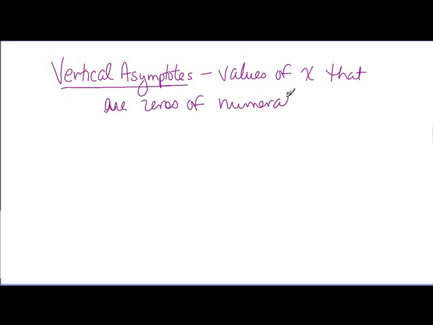So we've talked about vertical asymptotes, and in the previous example where we were looking at the reciprocal function, we noticed that the vertical asymptote occurred at x equals 0. In general, vertical asymptotes are located at values of x that are zeros of the denominator, but not zeros of the numerator.